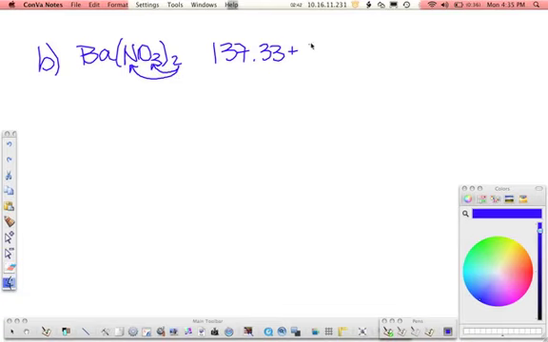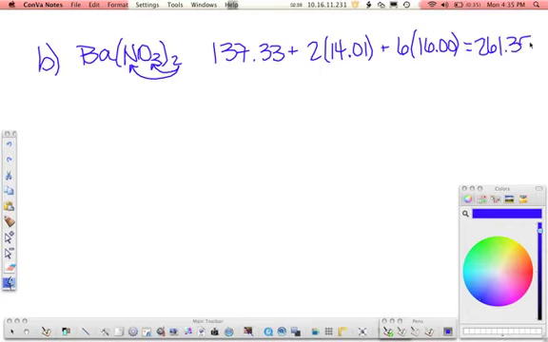So we actually have 2 times the mass of nitrogen, which is 14.01, plus 2 times 3 is 6 times the mass of oxygen, which is 16.00. Add all that up and you get 261.35. Now for your percent composition of each element, again, just take each of these numbers. This one's barium, this one's nitrogen, and this one is oxygen.